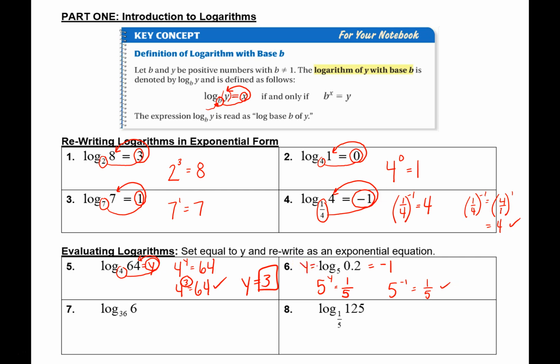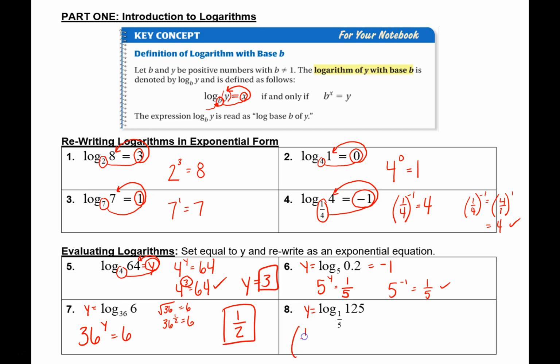Okay, let's look at one more, or two more. 36 to the y power, remember we're setting it equal to y, is equal to 6. So we need to take 36, raise it to some power, and get 6. Now what I immediately think of is the square root of 36 is 6, right? So if we write that square root as an exponent instead of as a fraction bar, that's 1/2. That gives us an exponent. The y value is 1/2, and so the log of 36 base 6 is equal to 1/2.